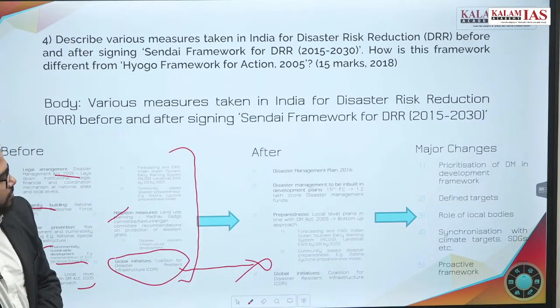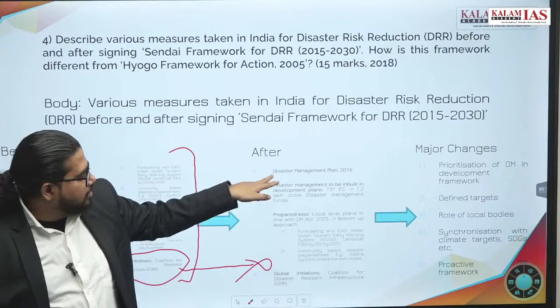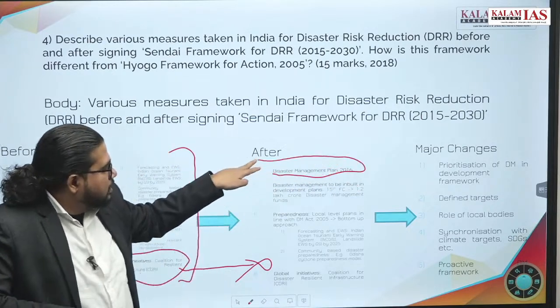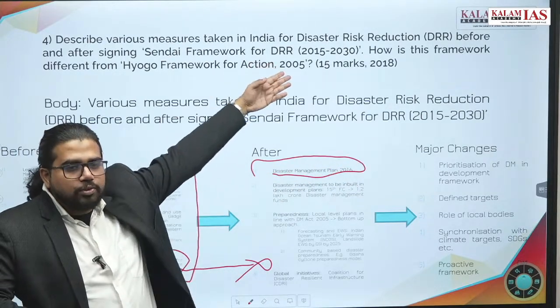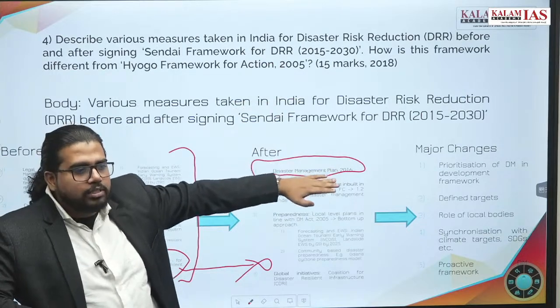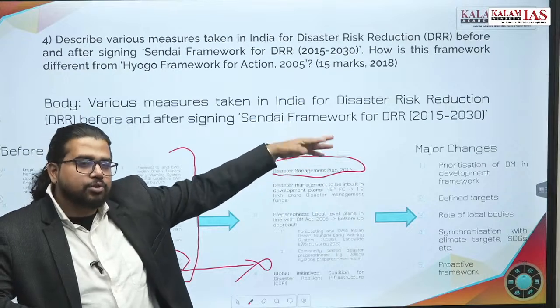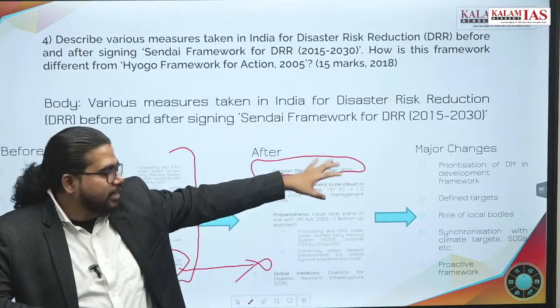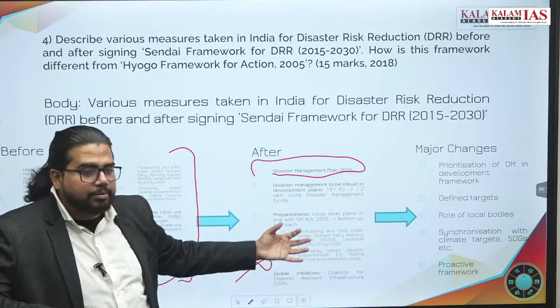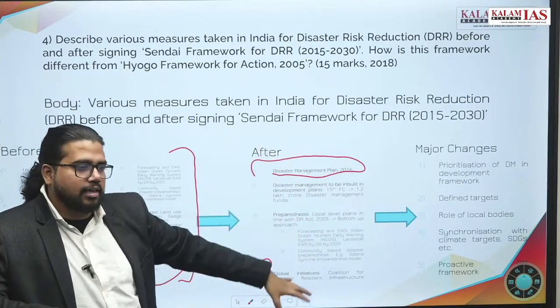CDRI. The Disaster Management Plan 2016 came up, and that was one context for this question. If it was in the news and you are not that much aware of it, that's okay. It was in the news at that time, so you might have a few more ideas. Then after that, club the similar points, exactly as you did in the last question.